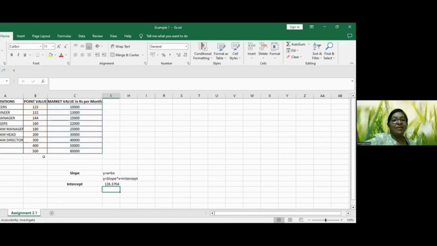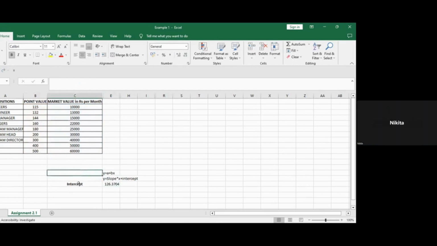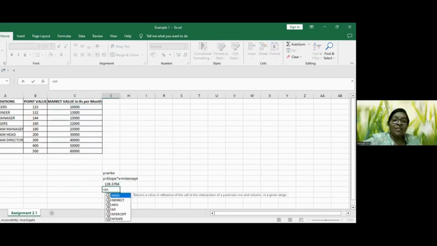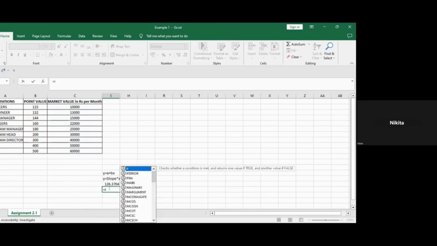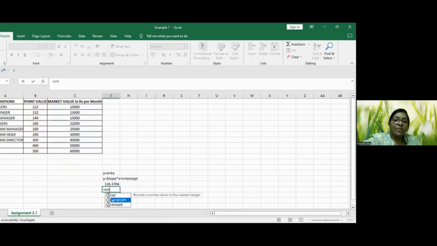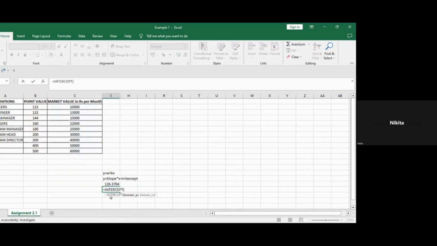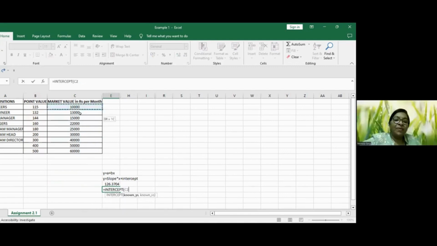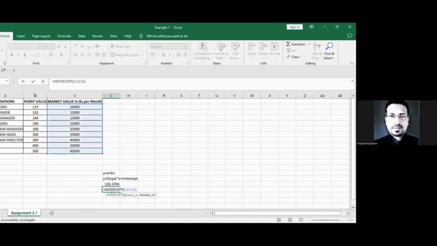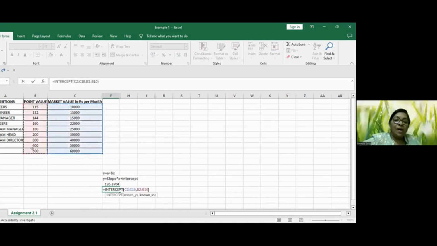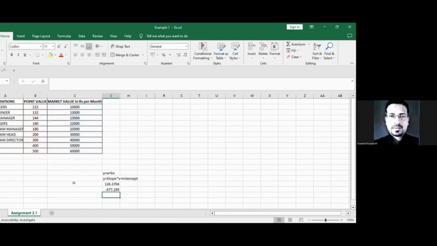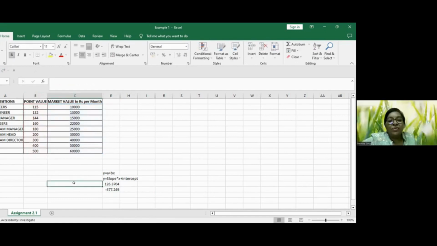Excellent. Now calculate the intercept. Did you calculate slope or intercept just now? The previous one was slope. Okay, and intercept, right? Known Y's and then known X's again. Market data, column C, the whole of column C, with a comma. Now the whole of column B, enter. Great. So minus 477.